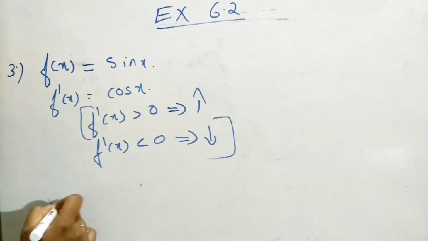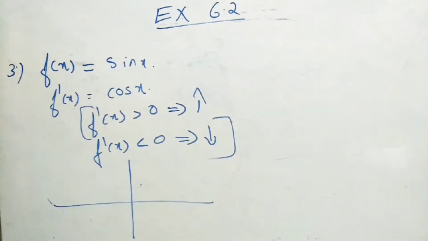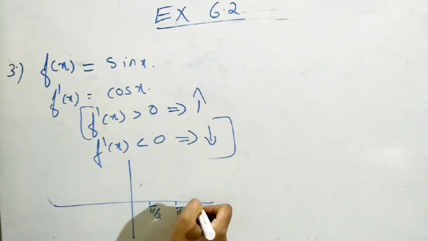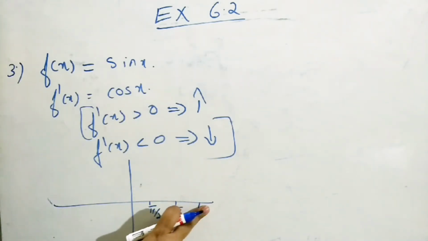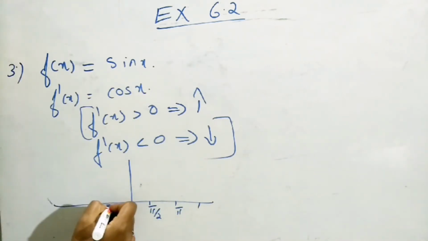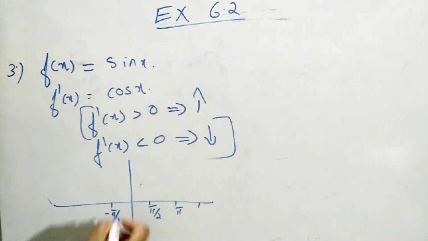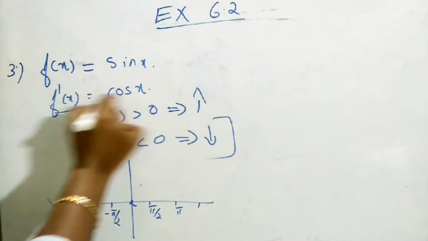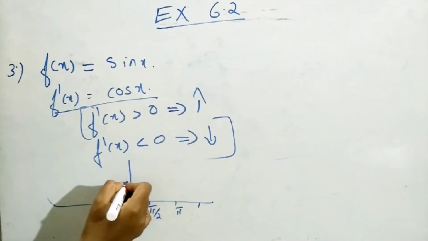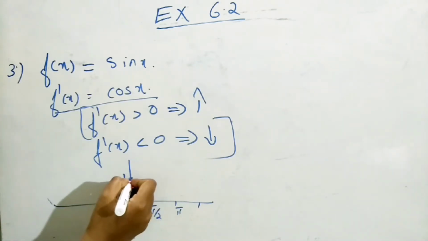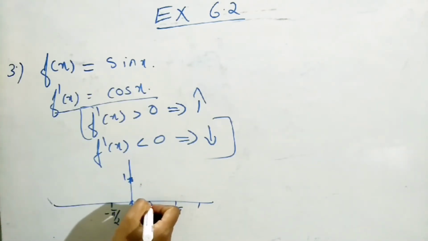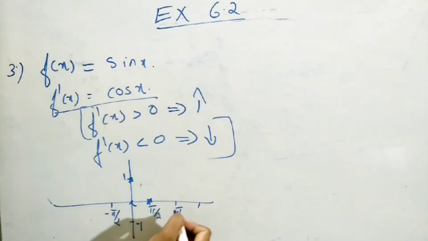Now just consider the graph of cos x. We need to consider it up to pi, so it is enough, and thus minus pi by 2. Now I am going to draw the graph of cos x. We know that cos 0 is 1, cos pi by 2 is 0, and cos pi is minus 1.